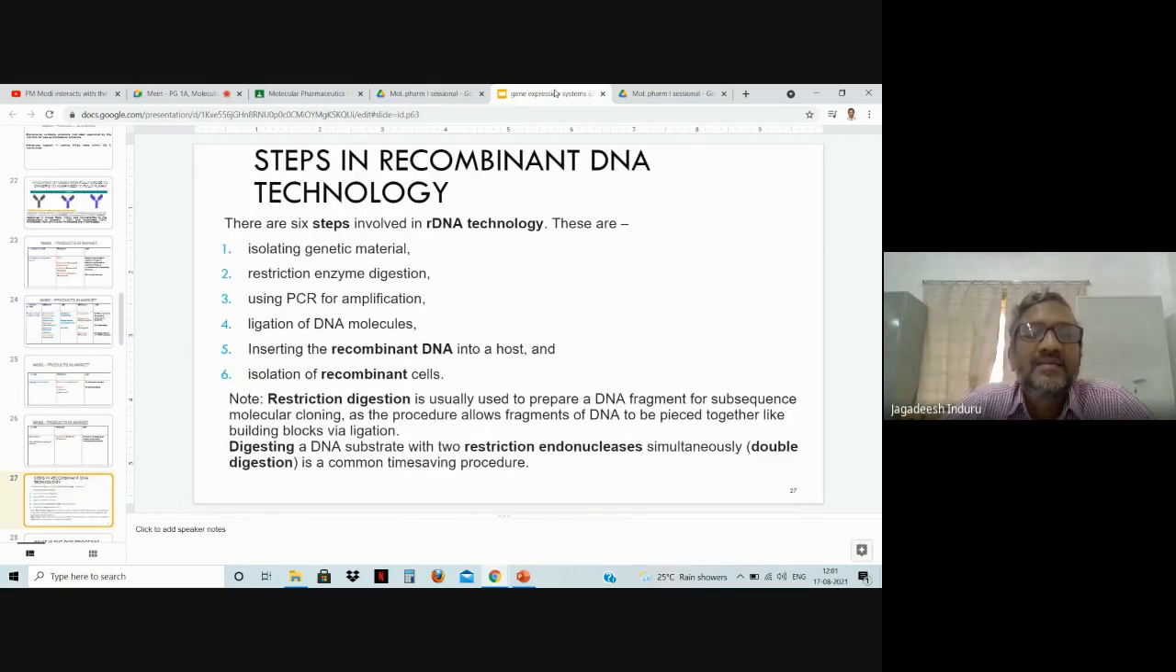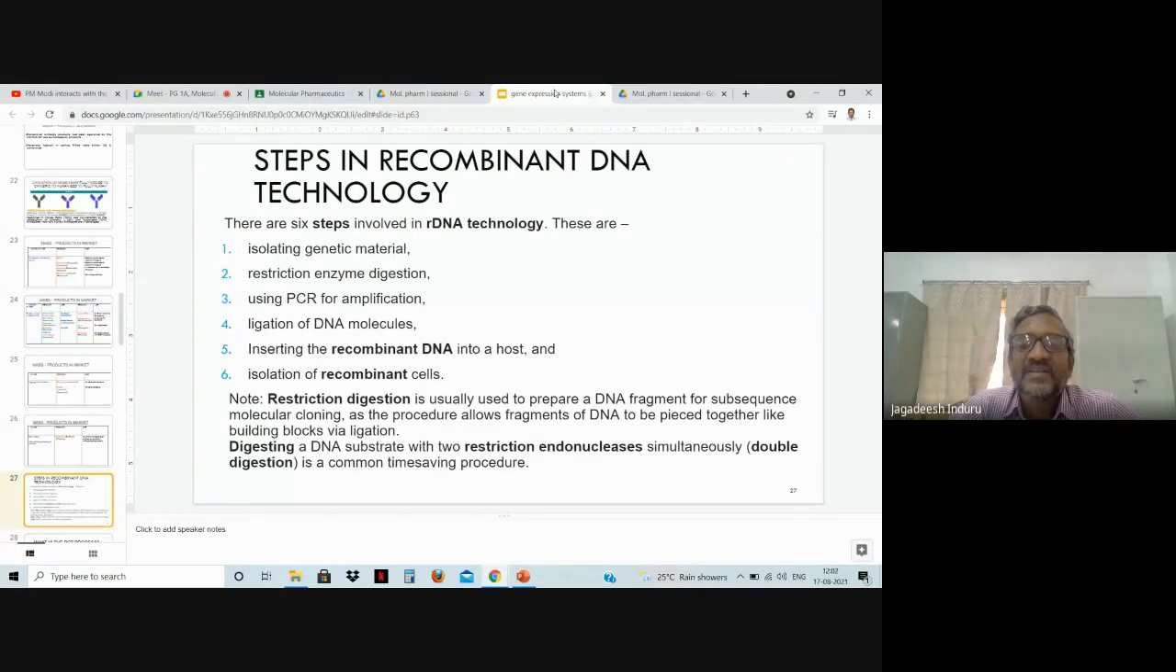How can we do this? There are 6 steps. First, we need to isolate the genetic material from the carrier we are going to use, use restriction enzymes for digestion and take the particular segment, and use PCR, the polymerase chain reaction, for amplification. Then we produce the ligation of that DNA molecule, insert the recombinant DNA into the host, and isolate the recombinant DNA cells.